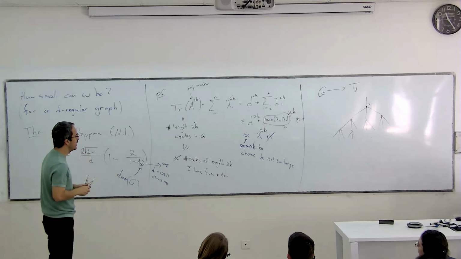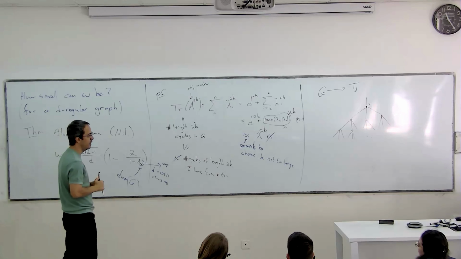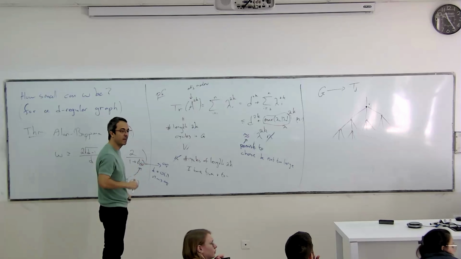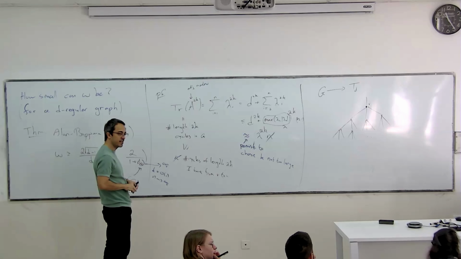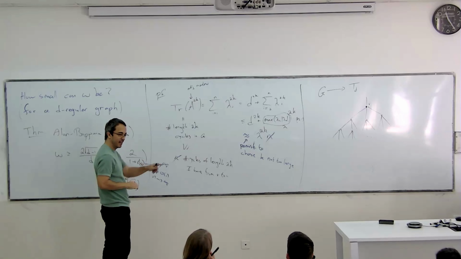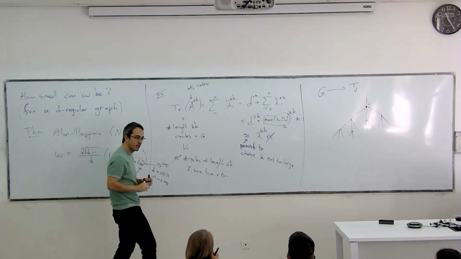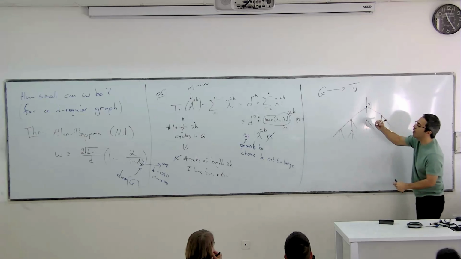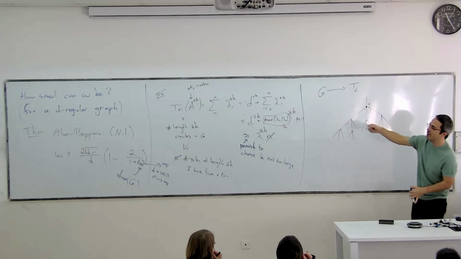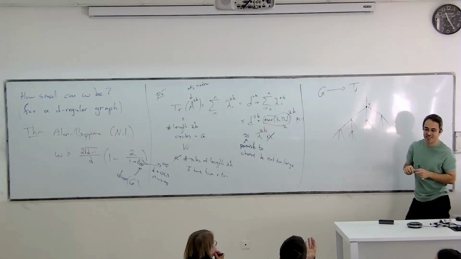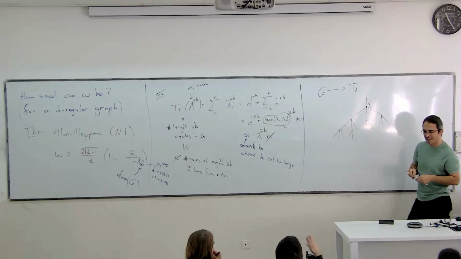So how many cycles do you have of length 2k in an infinite tree, if you treat every vertex separately? Yes, then you have the same cycles. You don't care about that? No, it's fine. It's only a bound, so I'm lower bounding the number of cycles of each vertex by the same bound. That's fine.